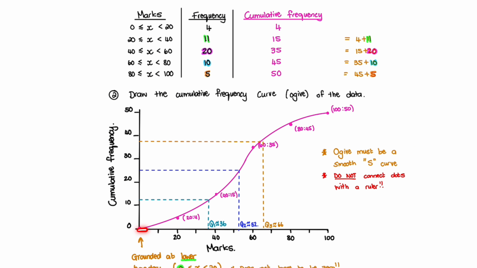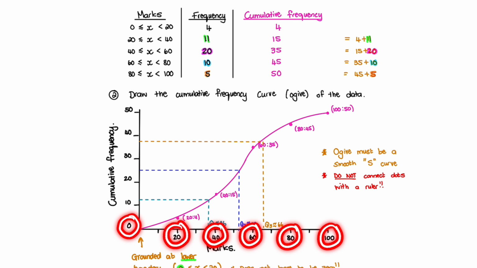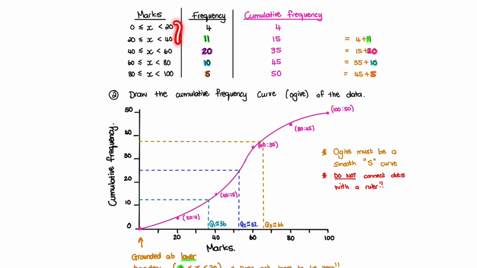And on your horizontal axis, you have the marks. And can you see the marks go from 0 to 20? So those intervals are shown here as 0 to 20. And we jump with 20 every time up until we get to 100. And that represents what we had in our frequency table as well.